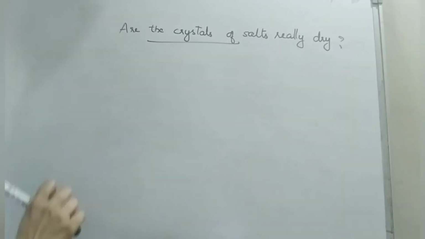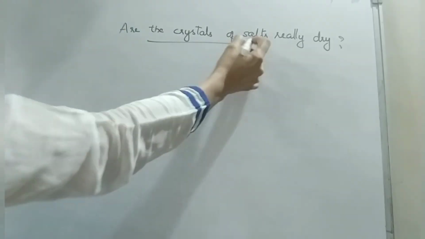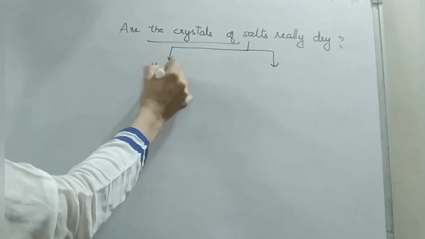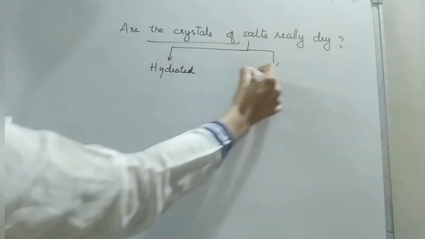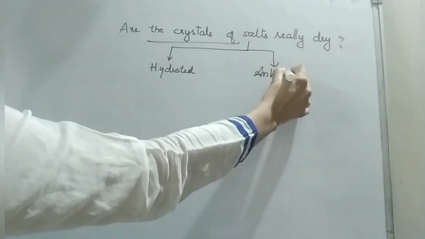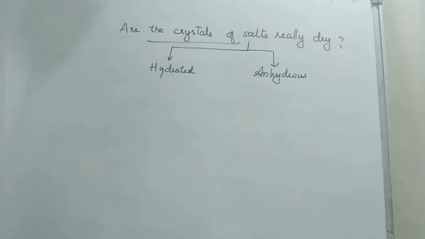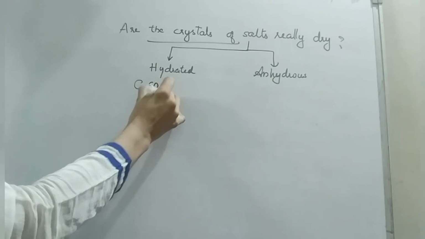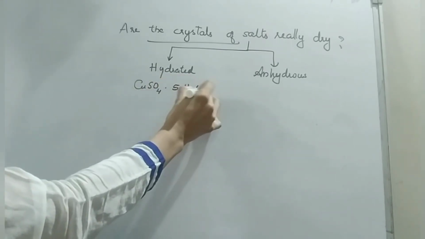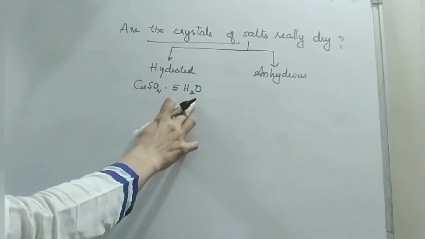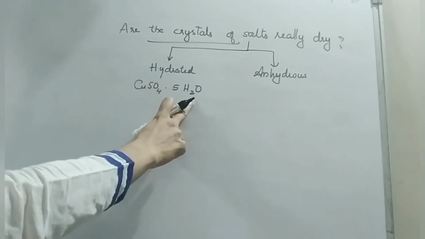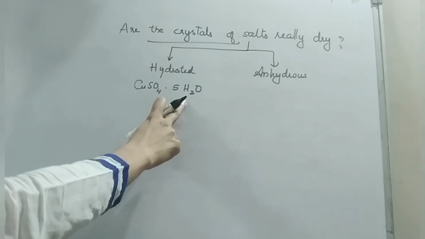Next topic. Are the crystals of salts really dry? We can see two types of salts: hydrated salt and anhydrous salt. Hydrated salt means, suppose we take the salt copper sulfate. We write it as CuSO4 5H2O. It contains 5 molecules of water of crystallization.